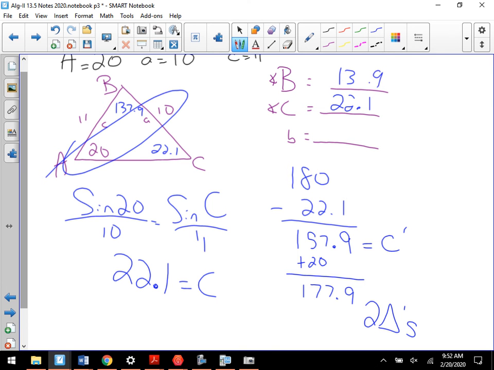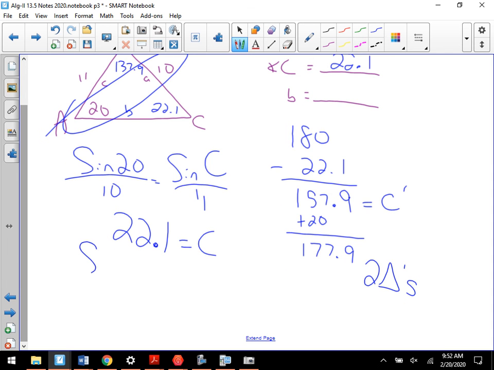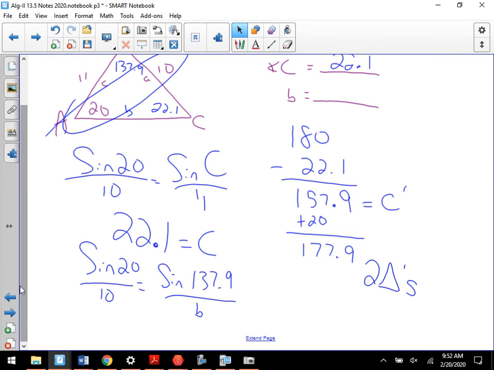And then I do a law of sines again to figure out little b. So sine of 20 over 10 is sine of 137.9 over little b. Let's just make this calculator quicker. So let's see, that would be 10 sine 137.9, enter, divided by sine of 20, hit enter, 19.6. Are we okay with that? So 19.6 gives me little b.